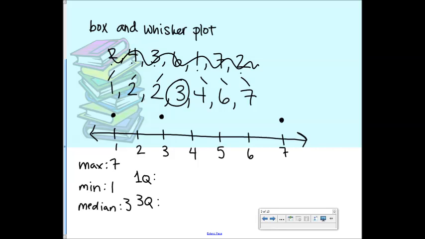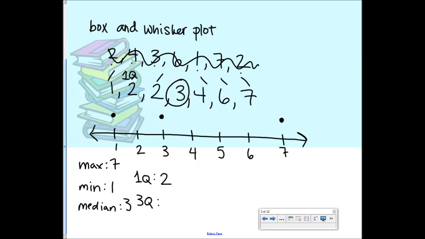How about we find our third quartile then? Same thing on the other side. What's the middle number here? 6. So our third quartile is 6. So I plot those as well: my first quartile at 2 and my third quartile at 6.